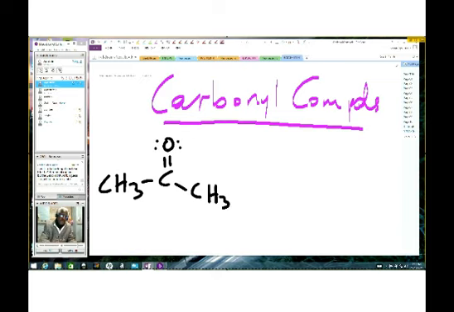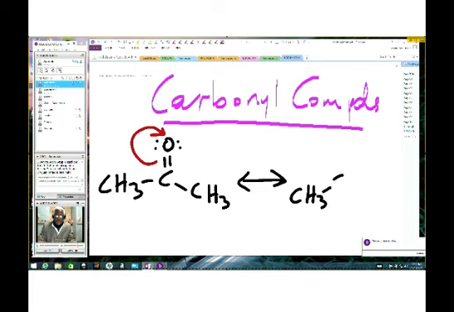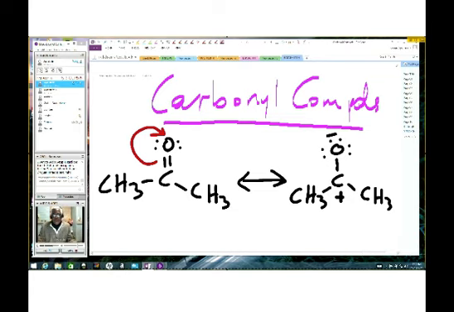Now we could write a resonance structure for this ketone, in which the pi electron between the carbon atom and oxygen goes to the oxygen. And therefore, we could write another resonance structure for this ketone, in which the carbonyl carbon is now positively charged, and the carbonyl oxygen is negatively charged. So these two are resonance structures of each other. Let us call them molecule A and molecule B.